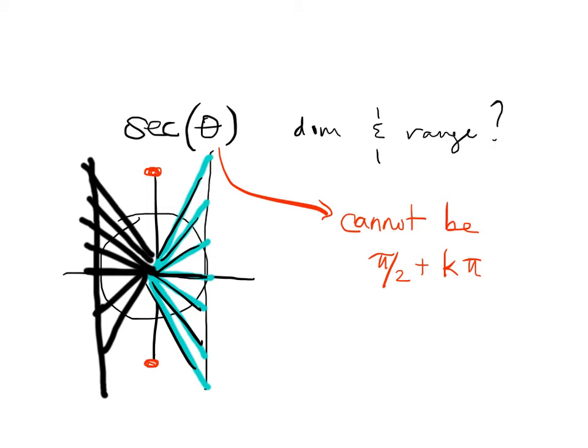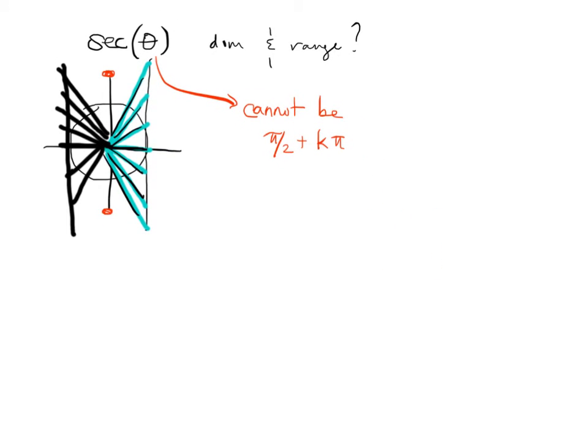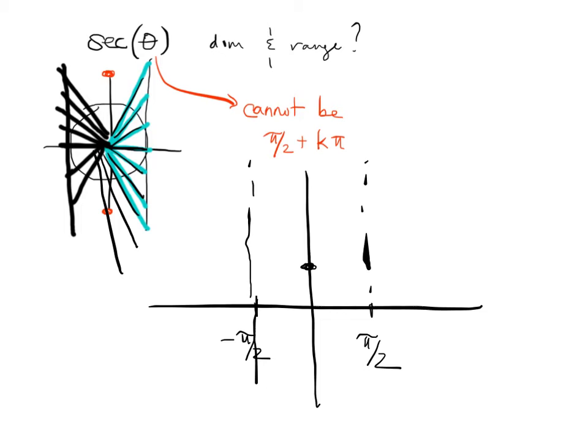So if I were to graph this, what would I do? I would say at 0, secant takes on the value 1. And at negative pi over 2 and positive pi over 2, secant evidently is shooting off to infinity. So I have asymptotic behavior.